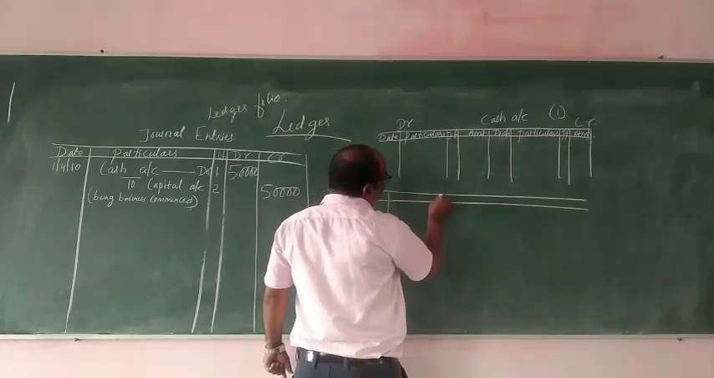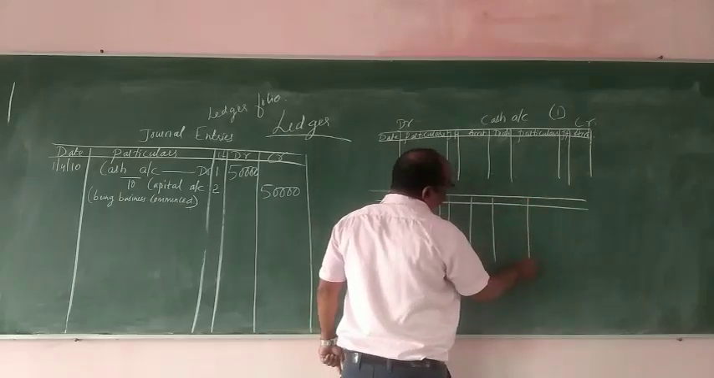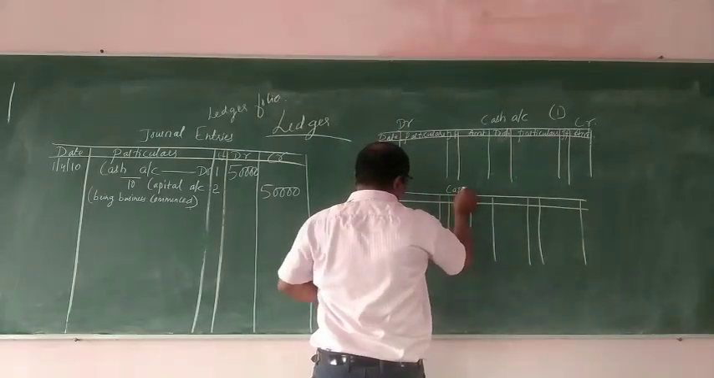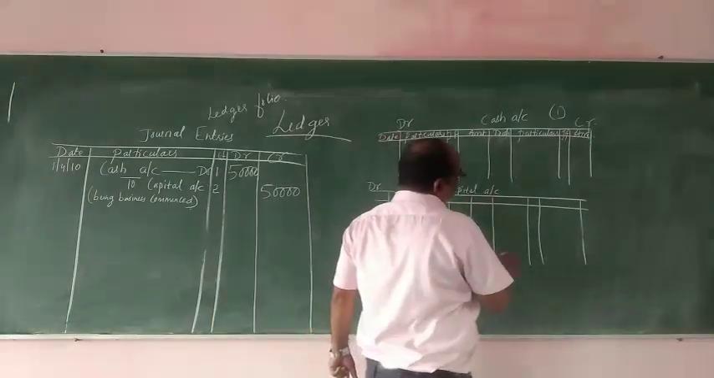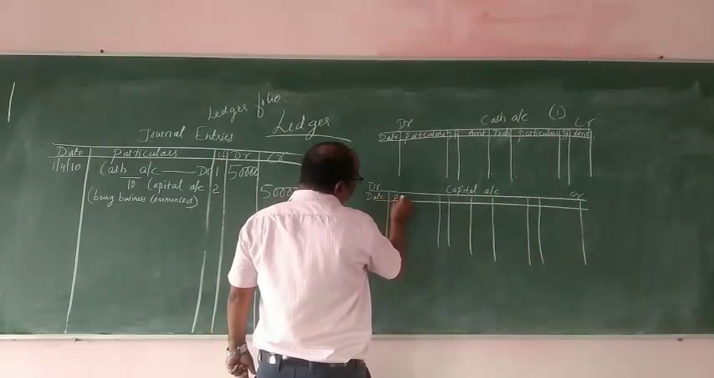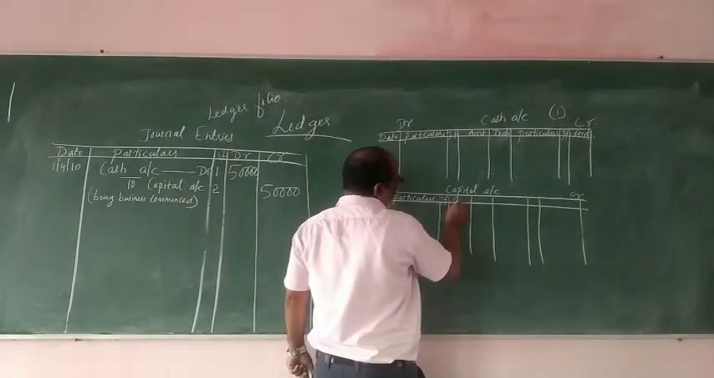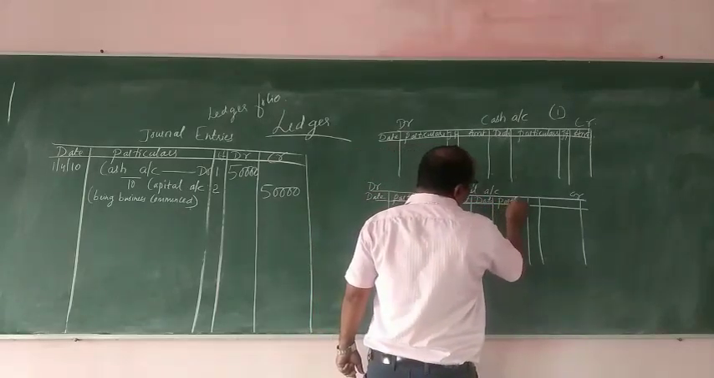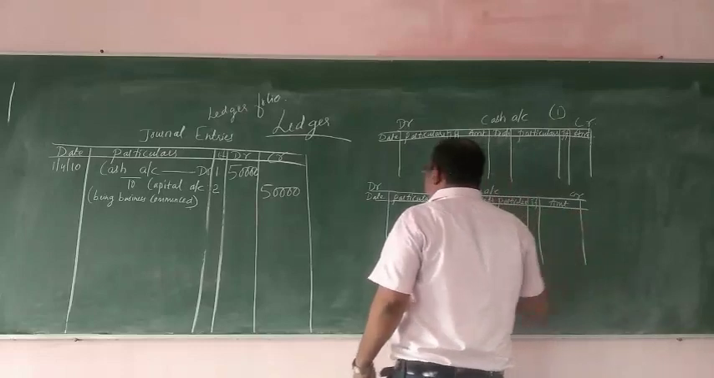Capital account: date, particulars, JF, amount on the debit side, and date, particulars, JF, amount on the credit side.